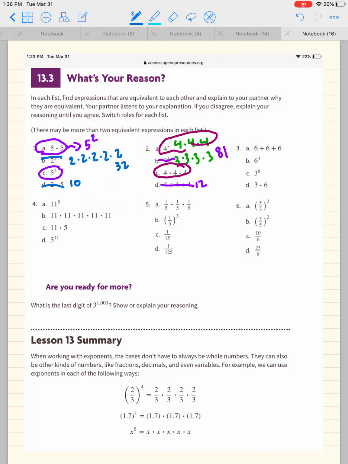Number 3. 6 plus 6 plus 6. This is equal to 18. 6 to the 3rd power is 6 times 6 times 6, which is 36 times 6, which I have to do this way because I can't do that in my head.